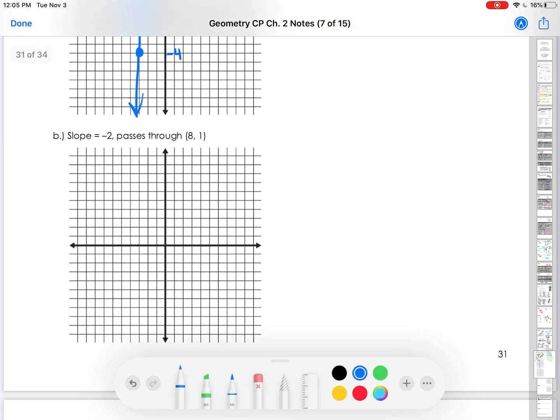Okay, the next one says our slope is -2 when we pass through 8, 1. So let's plot that 8, 1. 1, 2, 3, 4, 5, 6, 7, 8, up 1. Okay, so there's my point. If my slope is -2, technically that's -2 over 1. And remember, that is my rise over run. So that means I'm going to go down 2, but right 1. Down 2, right 1. And I can keep doing that. Down and right, though, is the same as going up and left. So you could continue in the other direction as well. And then we'll just connect the dots.